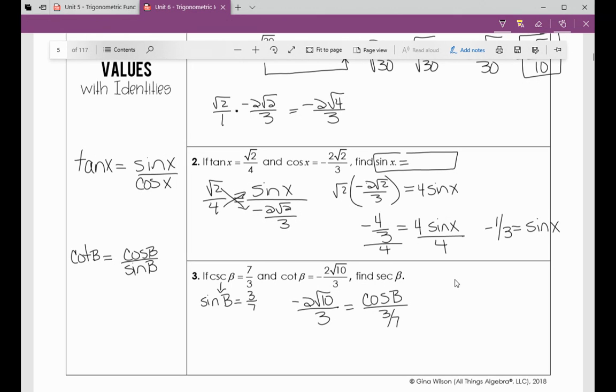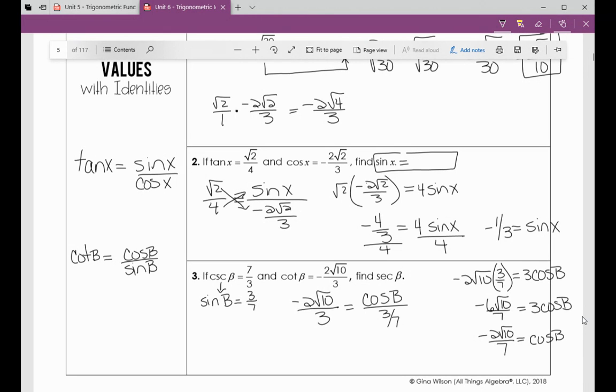So I'm going to cross multiply. So negative 2 square roots of 10 times 3 over 7 equals 3 times cosine of beta. Here I get negative 6 square roots of 10 over 7 when I do the math. And then divide by 3. I get cosine beta equals negative 2 square roots of 10 over 7, when you divide both sides by 3.